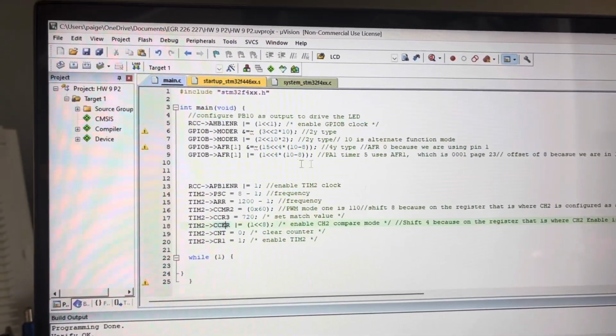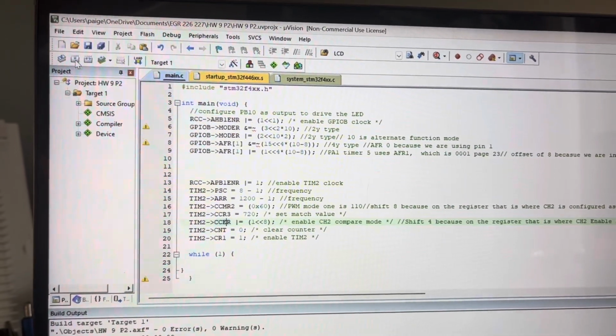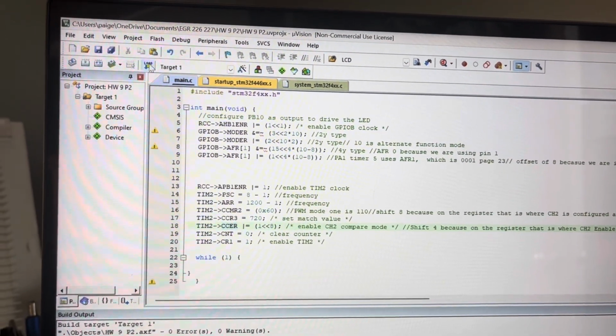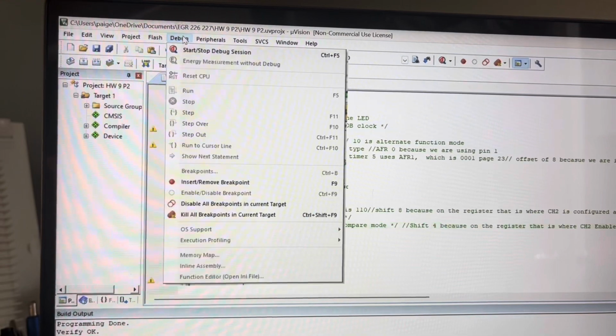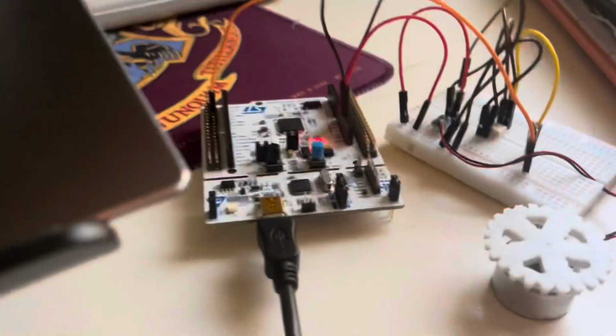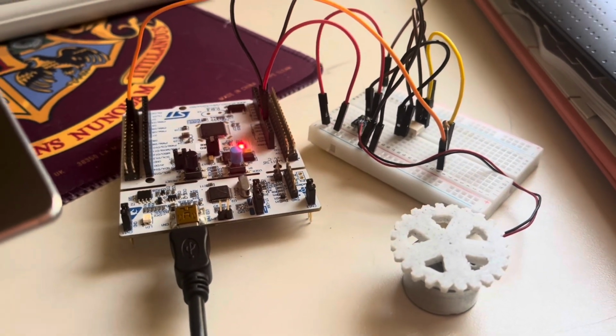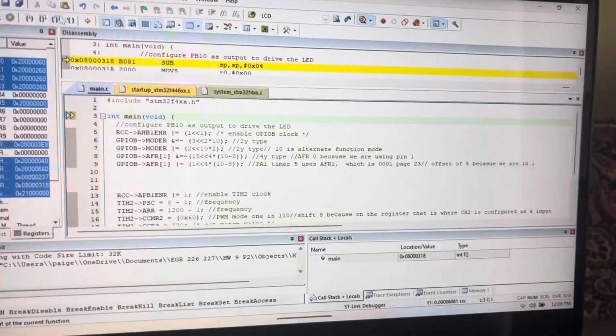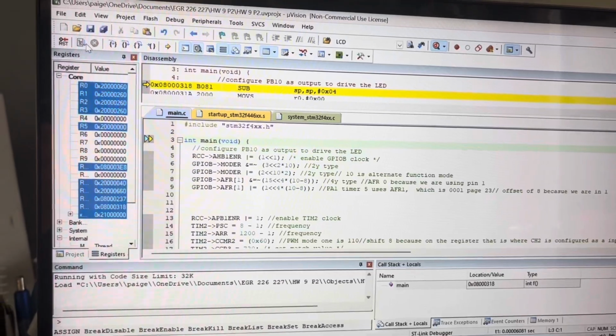I'm going to build and load this code. Okay, as we can see, the motor is not running right now. Going to run the code. And the motor is running.